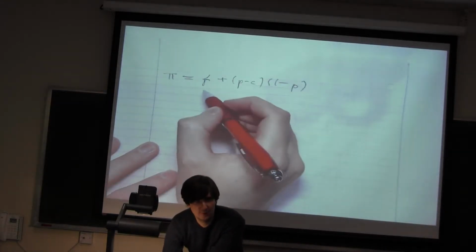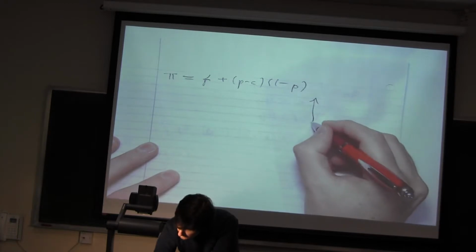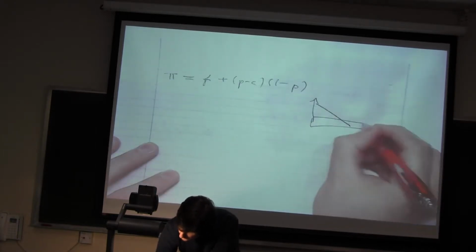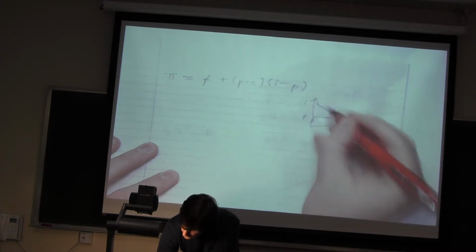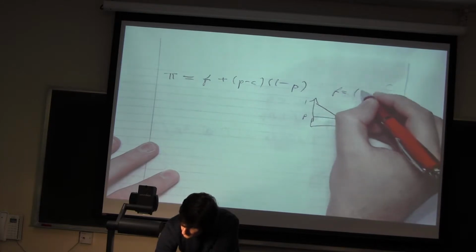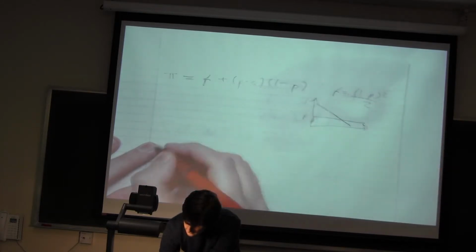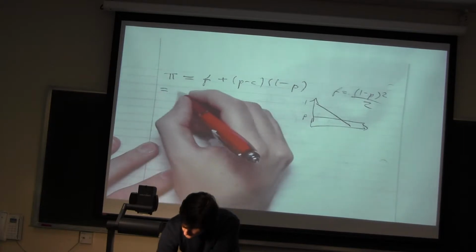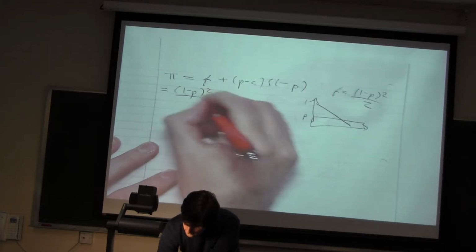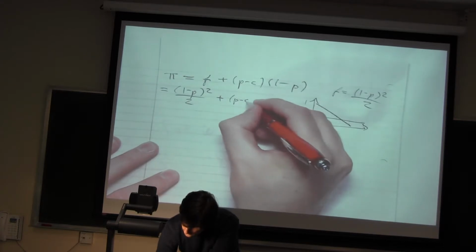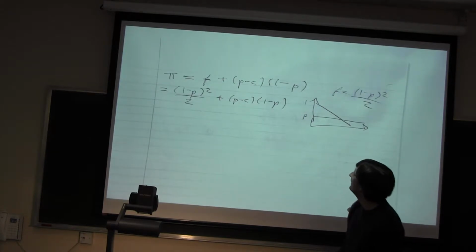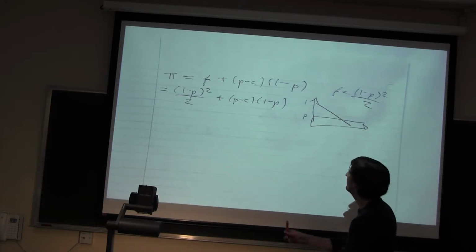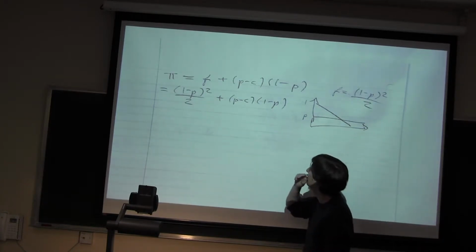Just as before, this is increasing in F. We draw the same diagram as before. So they want to set F equal to this area here. This is P, this is 1. So F is going to be (1 minus P) squared over 2. Okay, so profits are then equal to (1 minus P) squared over 2 plus (P minus C) times (1 minus P). And we kind of know what the answer is going to be, right? We know the answer should be C, but let's just check this through.